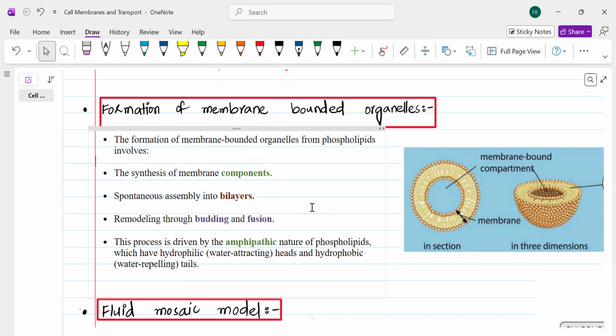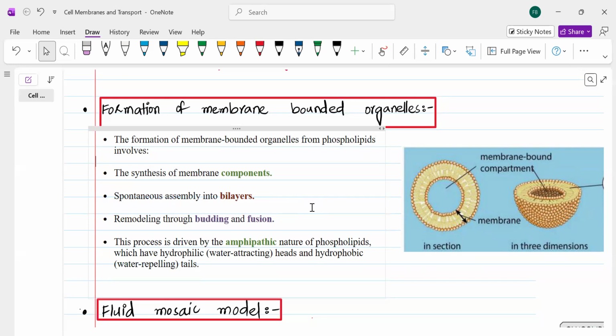Let's talk about lysosome. We have lysosome. This is a membrane-bounded organelle. So how will its outer membrane form? Firstly, there will be synthesis of the membrane components. What are the membrane components? The components which will be present in its membrane. And what are those components? There will be phospholipid bilayer, there will be cholesterol, there will be proteins.